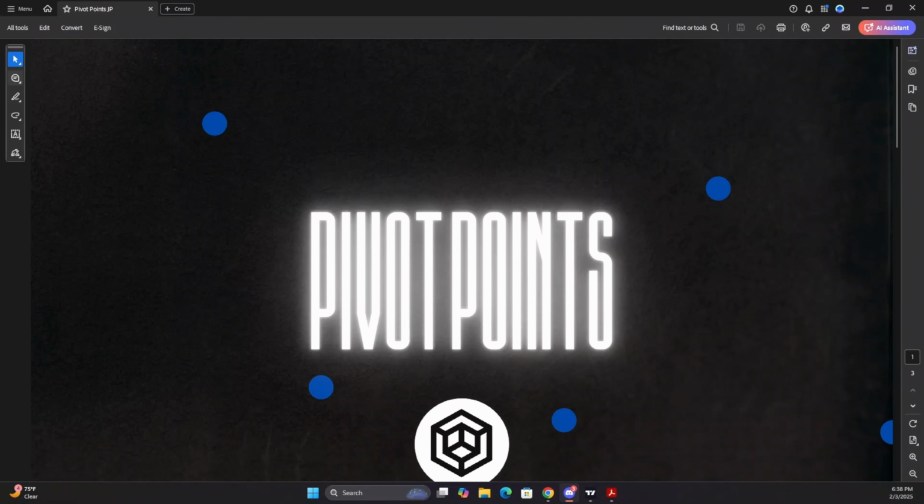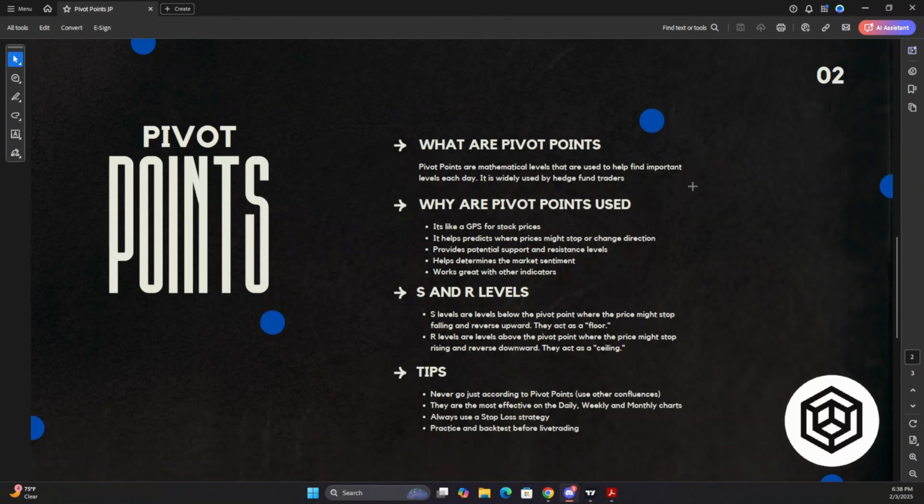But this is where pivot points come into play and they help eliminate the work, which is not something that I am an advocate for, but it does facilitate the work of identifying key areas. So let's get right into it. Pivot points. So, what are pivot points? Pivot points are mathematical levels that are used to find important levels each day.